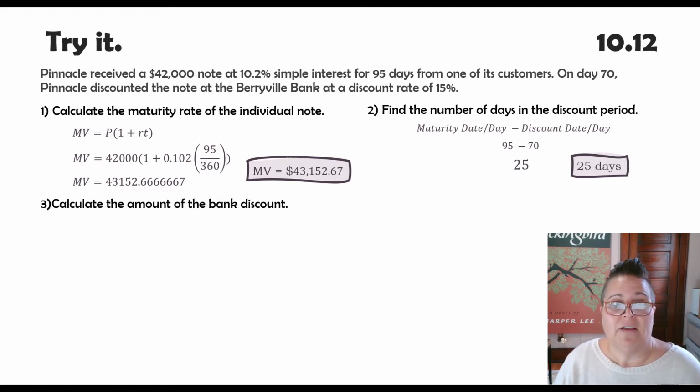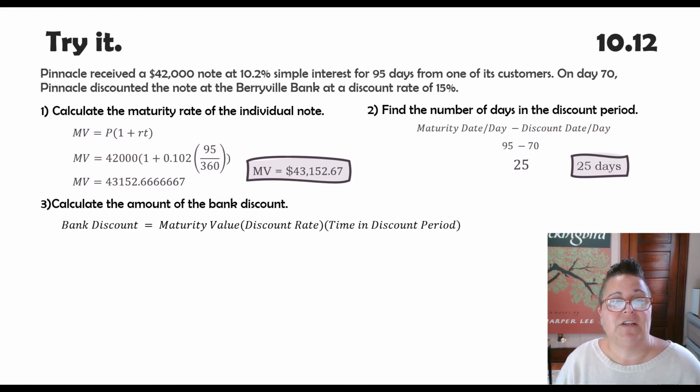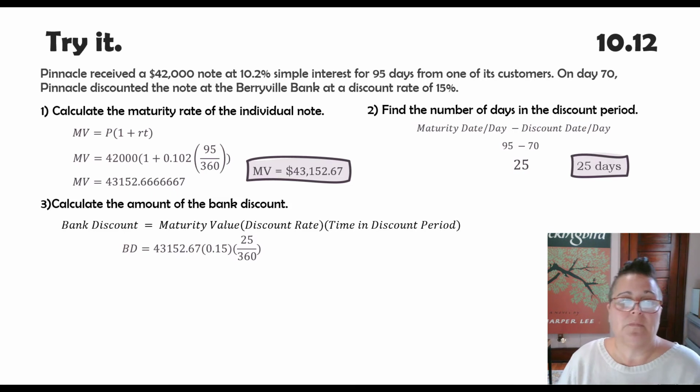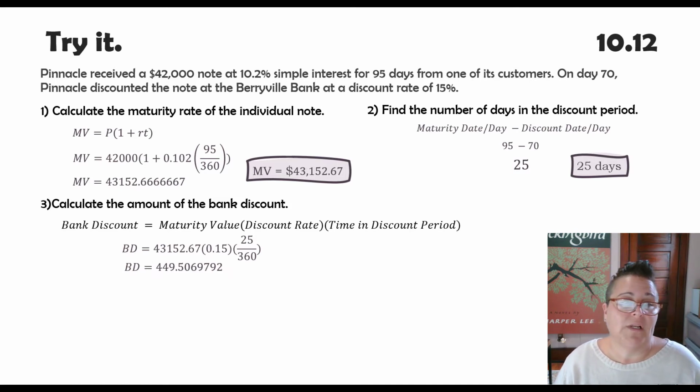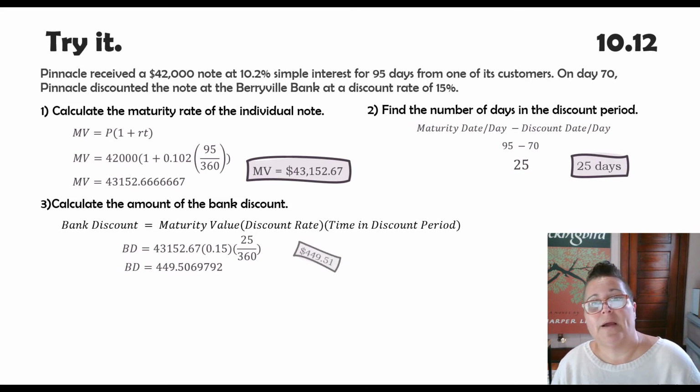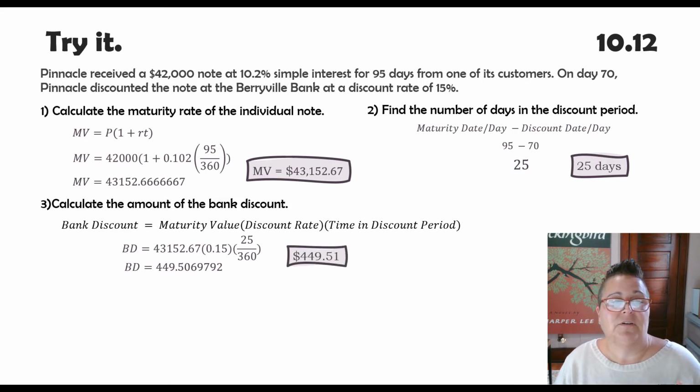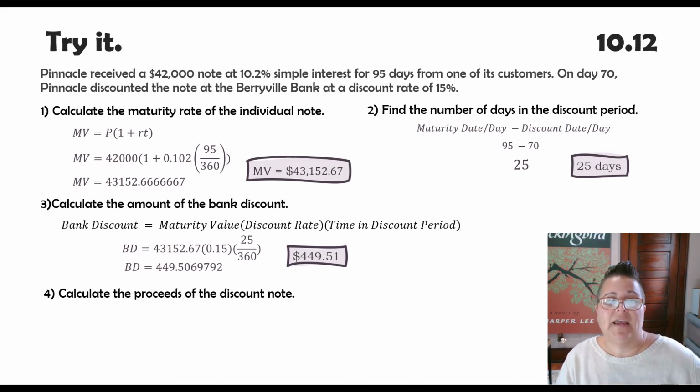So the maturity value, $43,152.67, times the bank's discount rate of 15%, 0.15, times the amount of time left in the loan. So $43,152.67 times 0.15 times 25 over 360 gives us $449.51. If we round to the nearest penny, that 506, the 6 would round it up to a 1, and we would have 51 cents. This means that Pinnacle will get what's left of the $43,152 after they take off the $449.